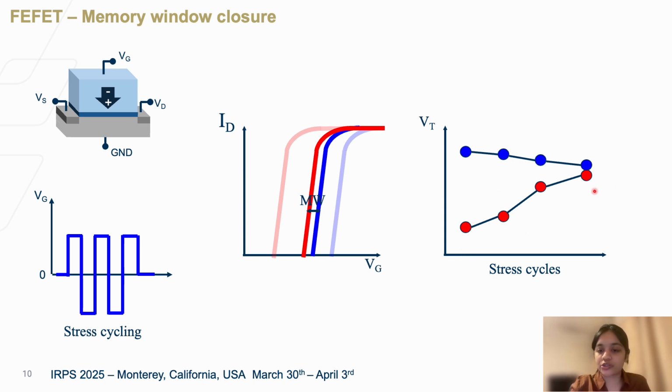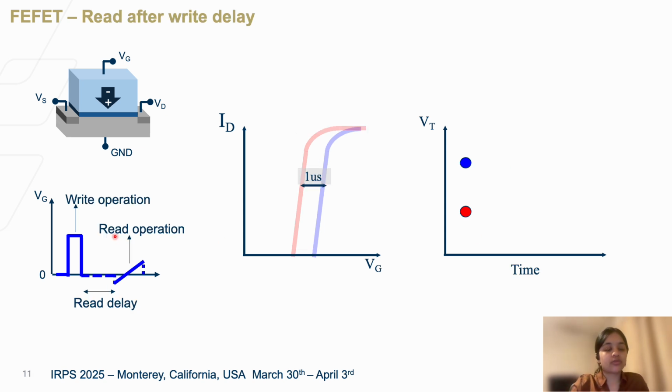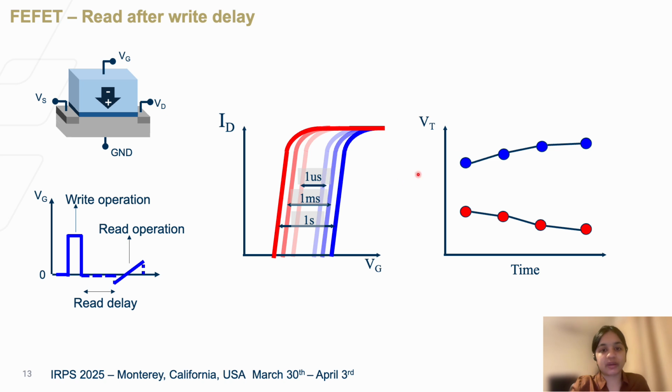So this is the memory window closure issue, and this is a significant issue for ferroelectric field effect transistors. Now, if we look at the read after write delay effect, we have the write operation performed, and after this, we need to provide a certain amount of time before we can read the device again. So that is the read after write delay effect. And initially, say we have a 1 microsecond delay, we will see a certain memory window. And as we increase the read delay, we will see that the memory window opens up. So this is the read after write delay effect. We need the time to be as less as possible, but we need to provide some time to be able to read the maximum memory window in these devices.